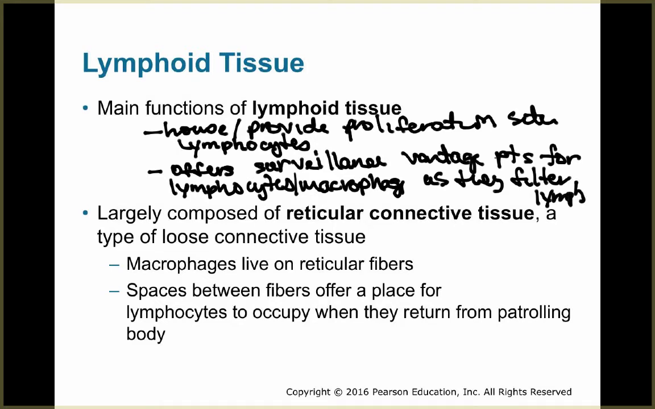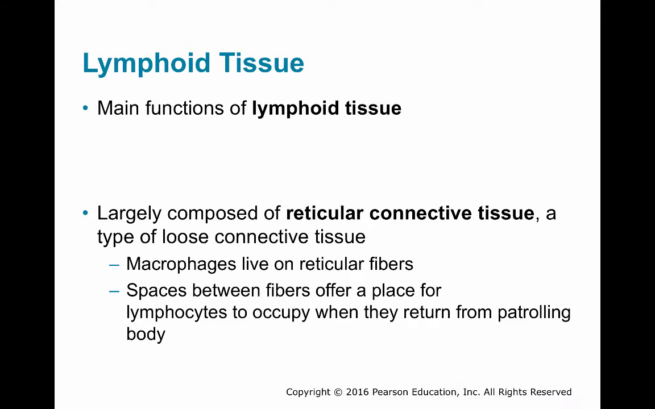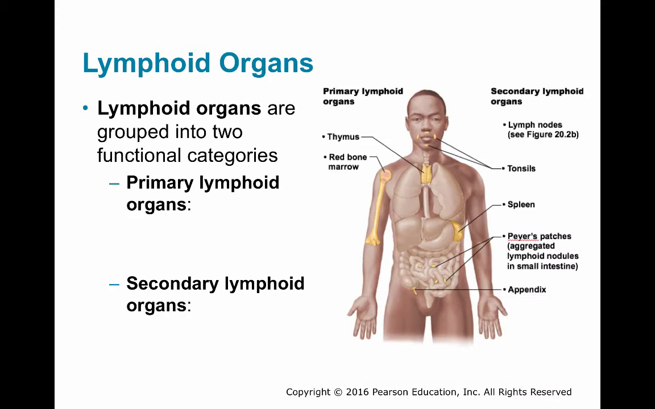So the lymph tissue is largely composed of reticular connective tissue. And basically, as I showed previously in part one of this lecture, macrophages live on these reticular fibers. And the spaces between the fibers offer a place for the lymphocytes to occupy when they return from patrolling the body. And so lymph tissue is very important. Now, lymph tissue can combine to make lymph organs. So we're going to talk about some of the lymph organs that are present in the lymphatic system.